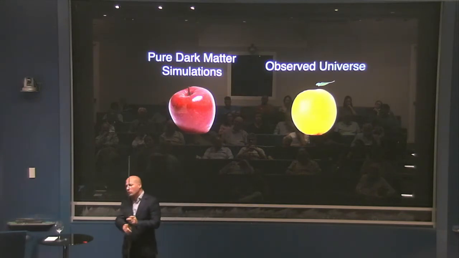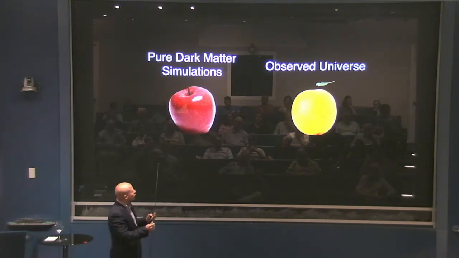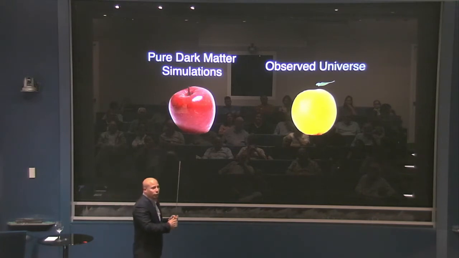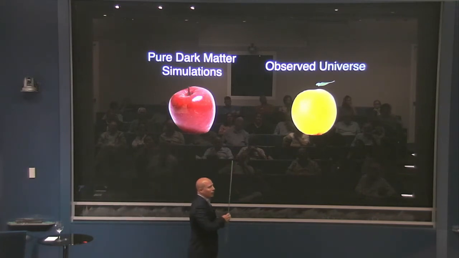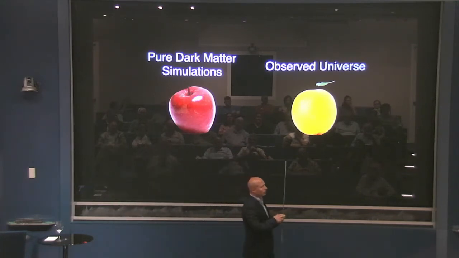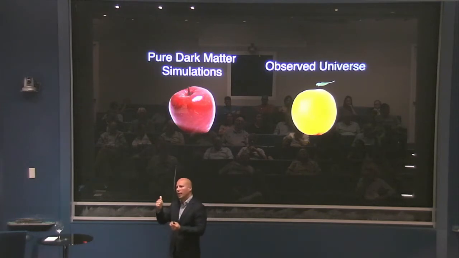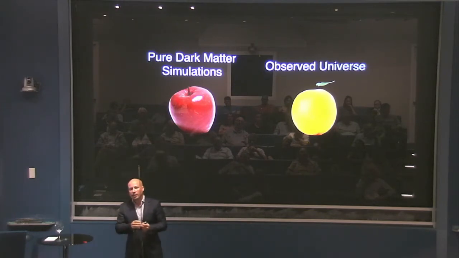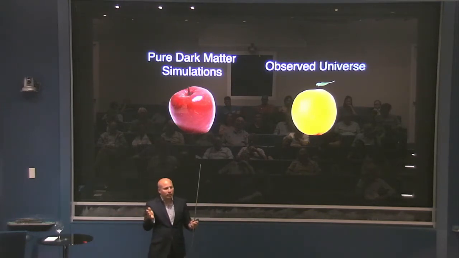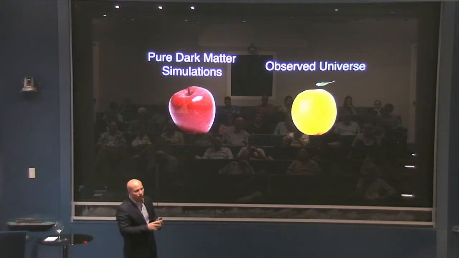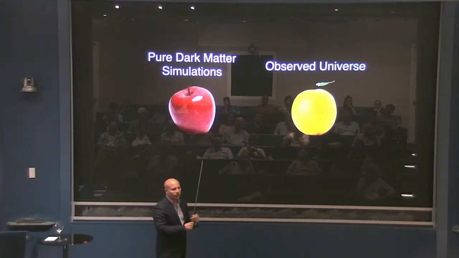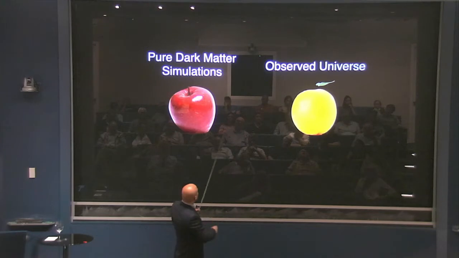So that's all well and good, but if you were paying careful attention, you'll realize that all of the predictions I talked about, this steep cusp dark matter profile, the number of satellites and so on, were for a simulation that had only dark matter. It didn't have any normal matter in it. So I haven't actually been comparing apples with apples, I've been comparing apples with oranges. I'm comparing a calculation of a universe that we don't actually live in to the real universe.